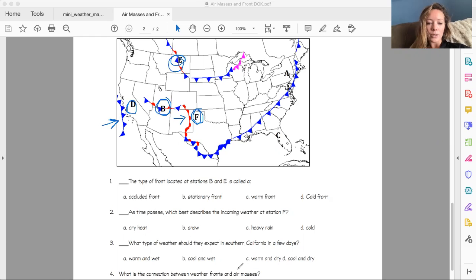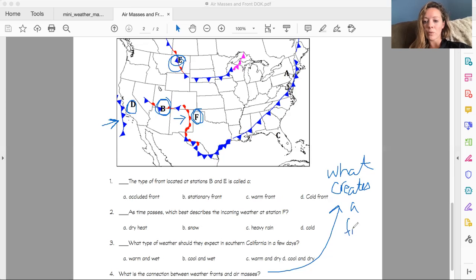For number 4, it says, what is the connection between weather fronts and air masses? I want to know what creates a front. Okay, what essentially creates a front? Sorry, it's messy. What creates a front? And that's kind of what I'm looking for in number 4. So I want to know, how do they relate? And essentially, if you know what creates a front, that'll help you know how to answer that question.